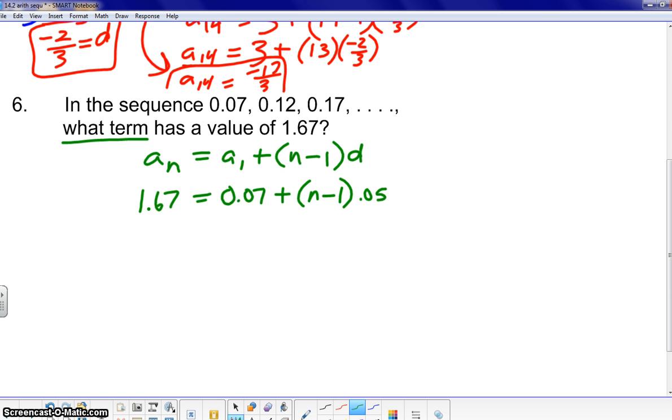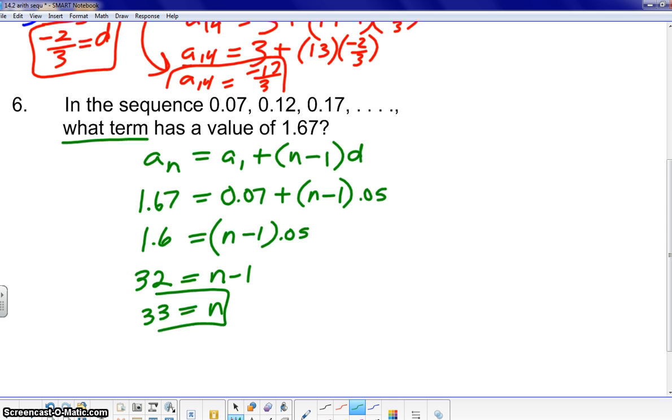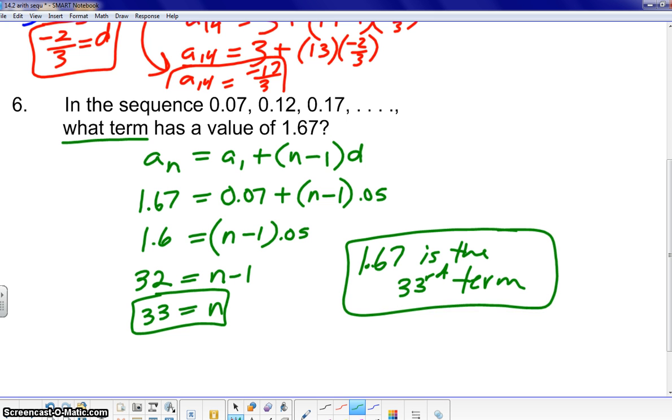All right, so after you subtract, you end up getting 1.7, and then n minus 1 times 0.05. And then after dividing, you're going to get 32. And then adding, you're going to get a total of 33. Now what that means is that 1.67 is the 33rd term in the sequence. So you can also find out what value it is.